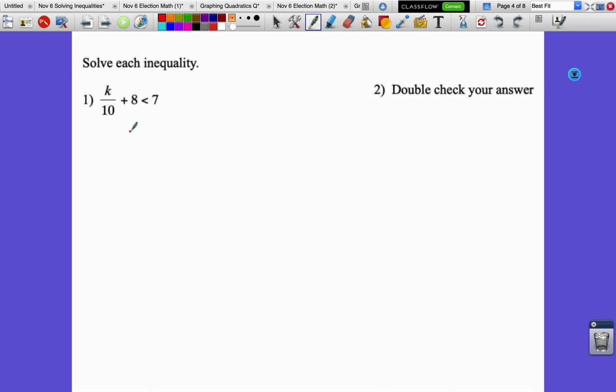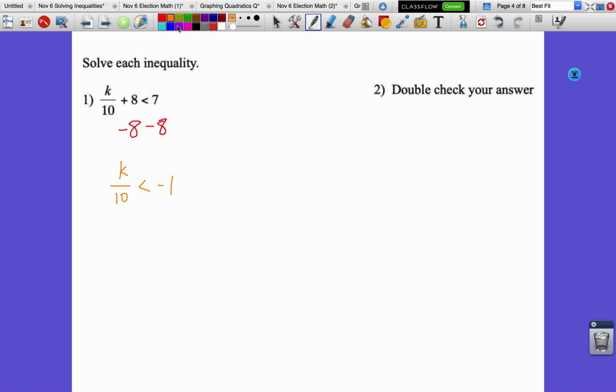Okay, so solving with inequalities is just like solving equations. I want to use my normal steps, including moving constants away from the variable, getting rid of coefficients and divisors at the end. So I look at where the variable is and what's being done to it. It's being divided by 10 and then added by 8. And the plus 8 is the most outside operation. So I can get rid of that with a minus 8 on both sides. Now I've got k over 10 is less than negative 1.